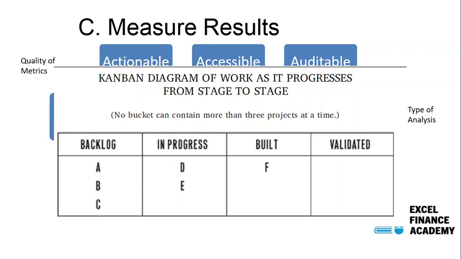Let's say we move feature F into validated, then D will come to built, and then A will come into progress, and then you can add one more into the backlog. That way you are able to prioritize which features go first into the development phase, and you're not stressing out your resources. So this is one way of progress management.